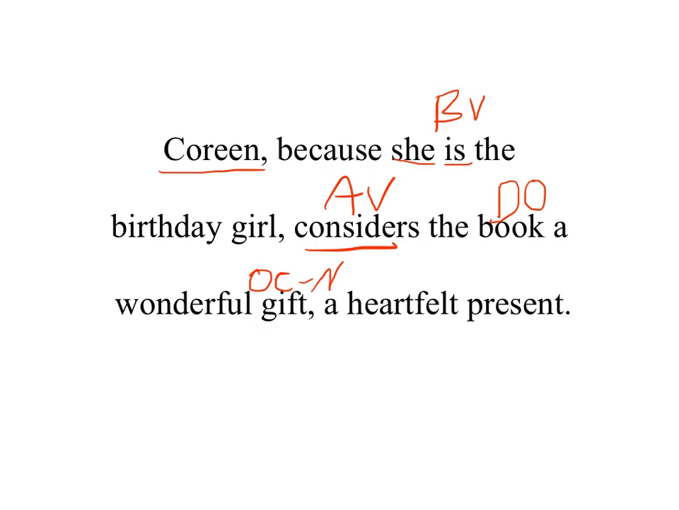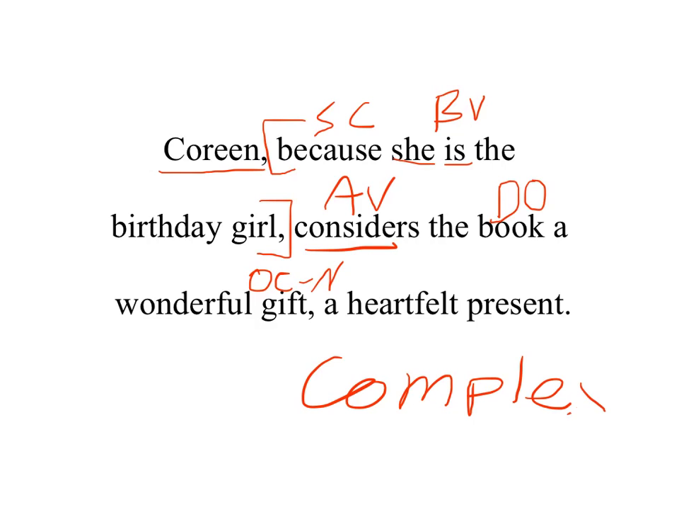The last step is to bracket the independent and dependent clauses, and then after doing that, identify the clause pattern. Finally, we find the appositive in the sentence, which is renaming gift.